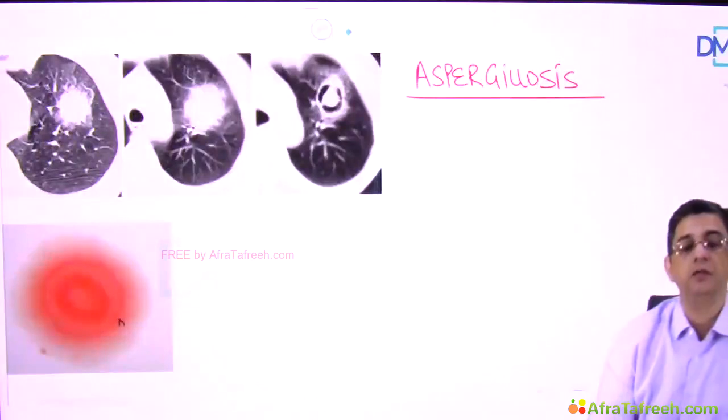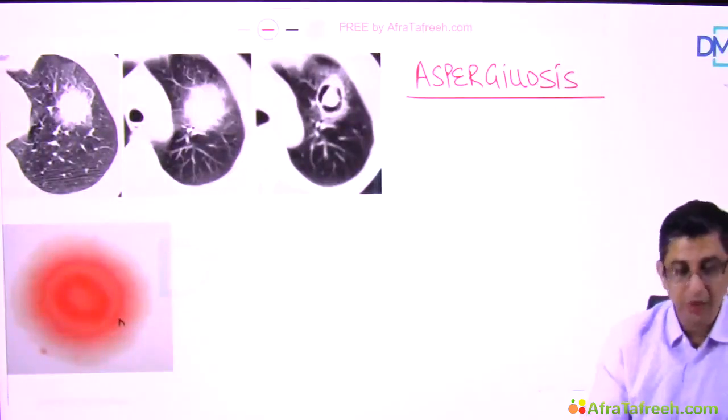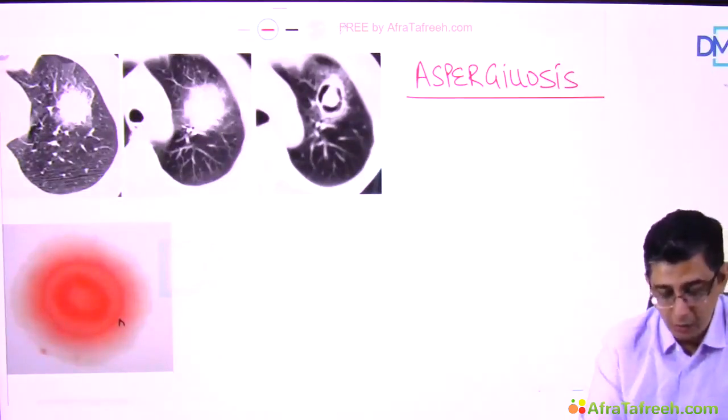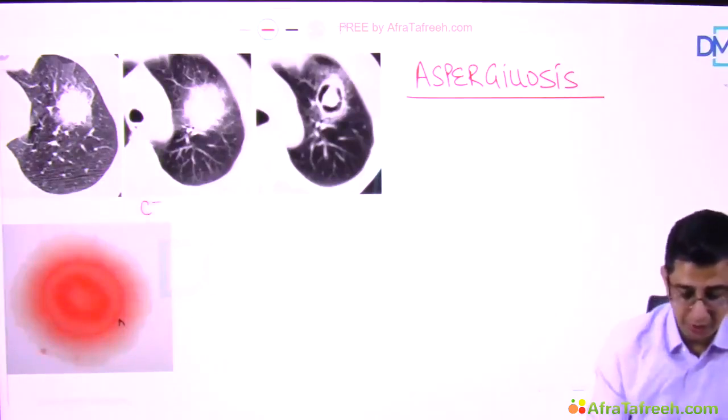Hi guys, welcome back. We shall be talking about aspergillosis now. And this organism has multiple subtypes like Aspergillus niger or Aspergillus fumigatus. So we are going to obviously talk about them. But at the outset, you can notice that I've shown you a CT chest here.